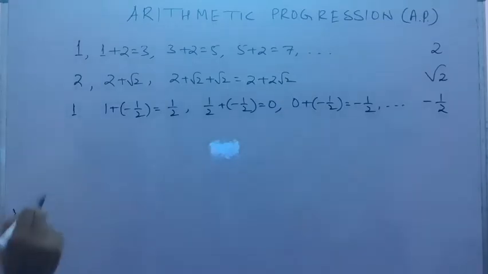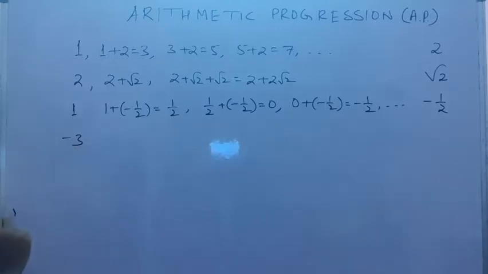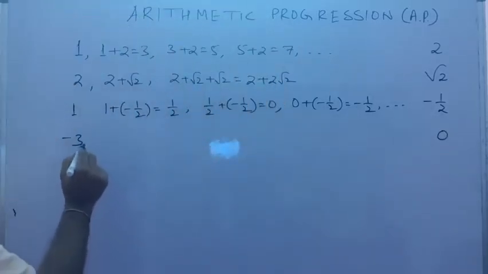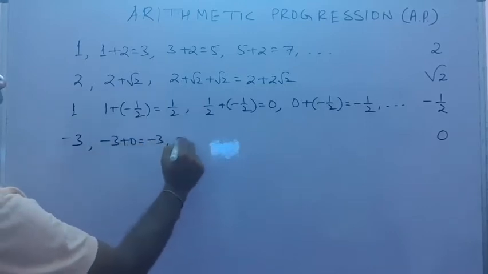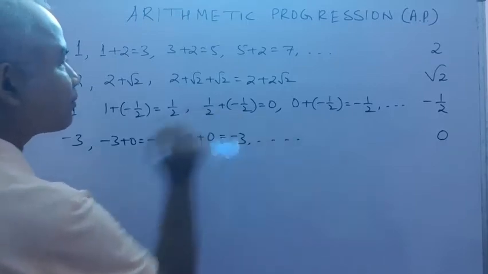Next, suppose I start with a number. I can start with any number, say minus 3. This time suppose I want to add a constant, say 0. So what will be my next number? Minus 3 plus 0, that is minus 3. What will be the third number? Minus 3 plus 0, again minus 3, like that.